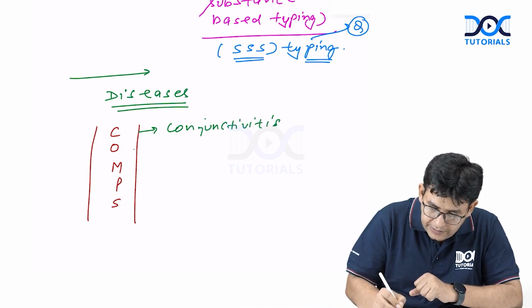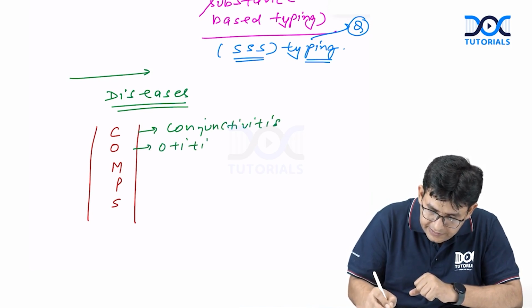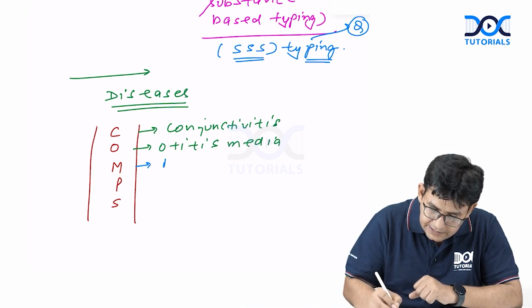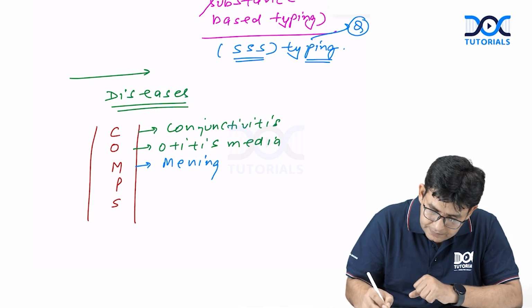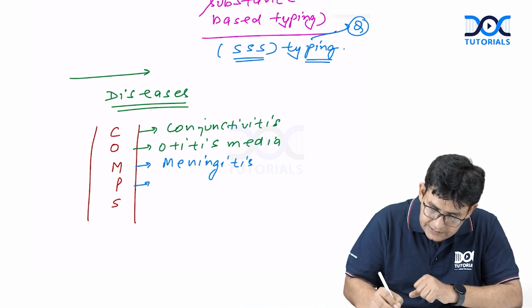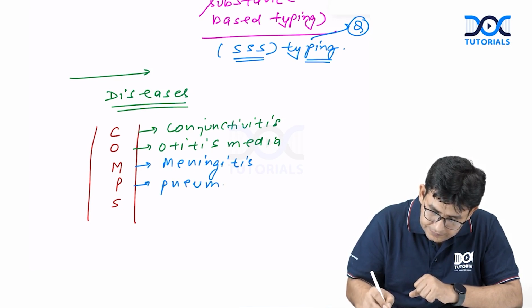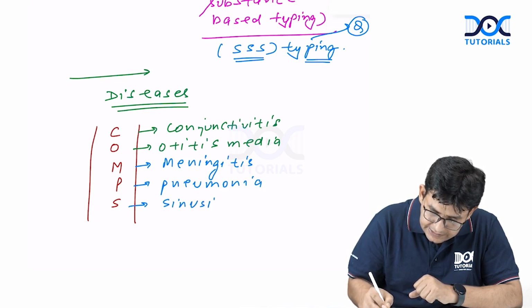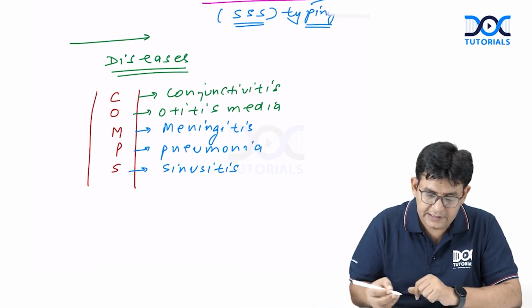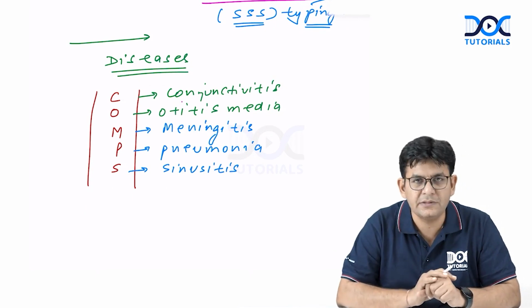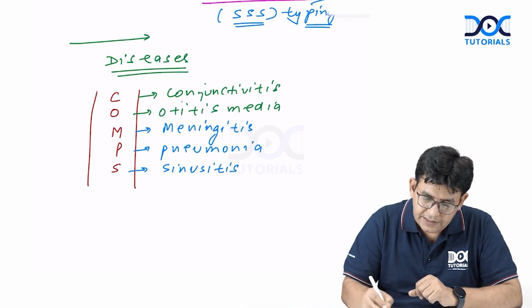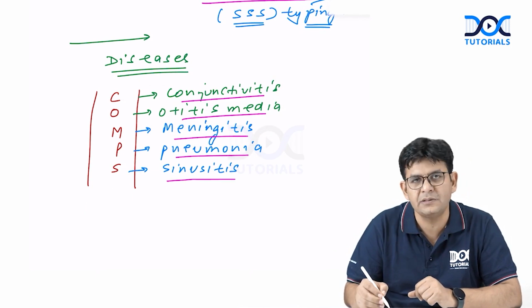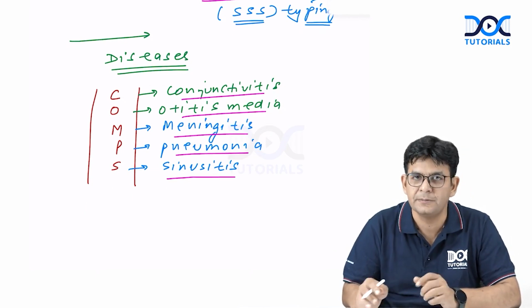Okay. O is otitis media. M is meningitis. P is pneumonia. And S is sinusitis. So these are there: conjunctivitis, otitis media, meningitis, pneumonia, and sinusitis. Remember them by the mnemonic COMPS.